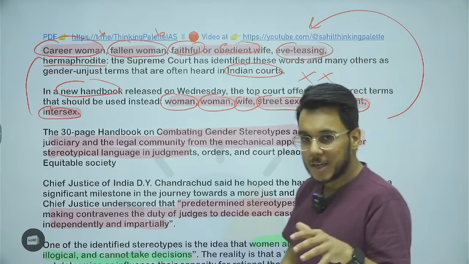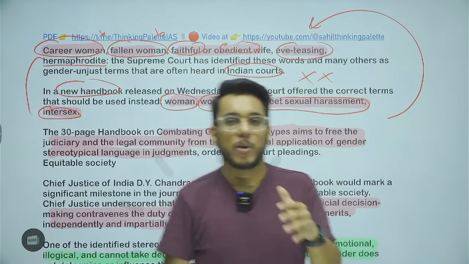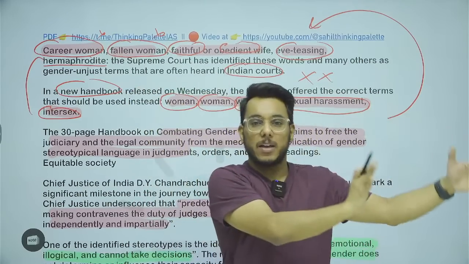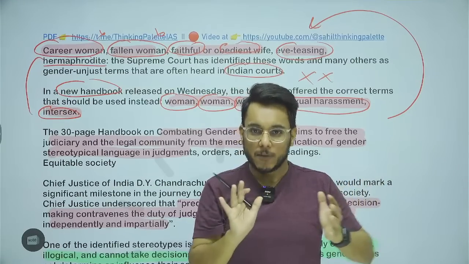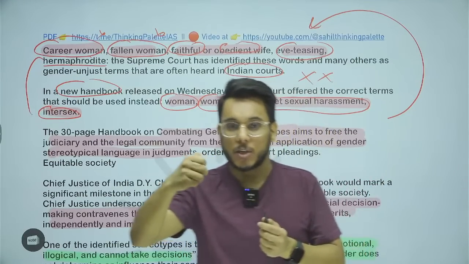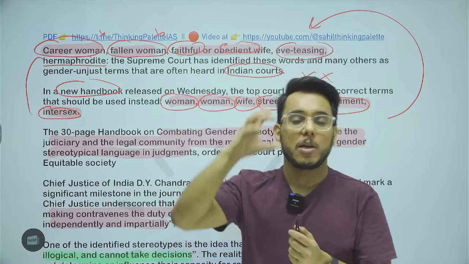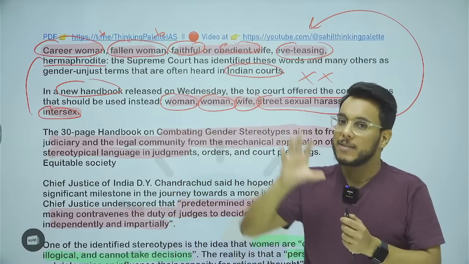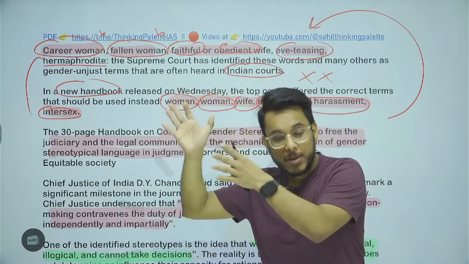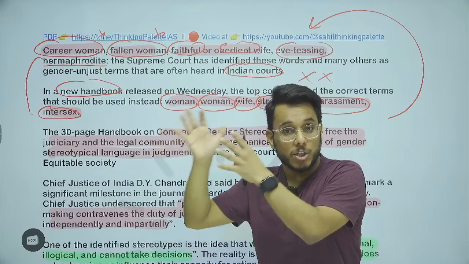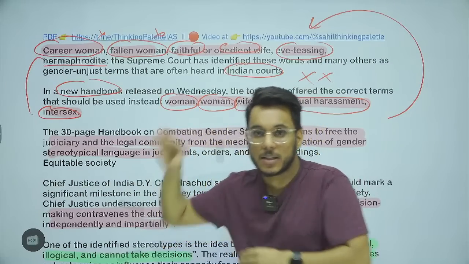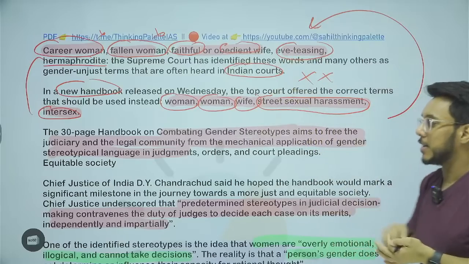Now understand this: you are not required to remember which word is replaced by which word. Why? Because such a thing is not important, but this symbolism is important. You can mention it as a case study when you are writing an answer on women, that women often face social exclusion and social discrimination. In this capacity, the Supreme Court has recently taken this step.